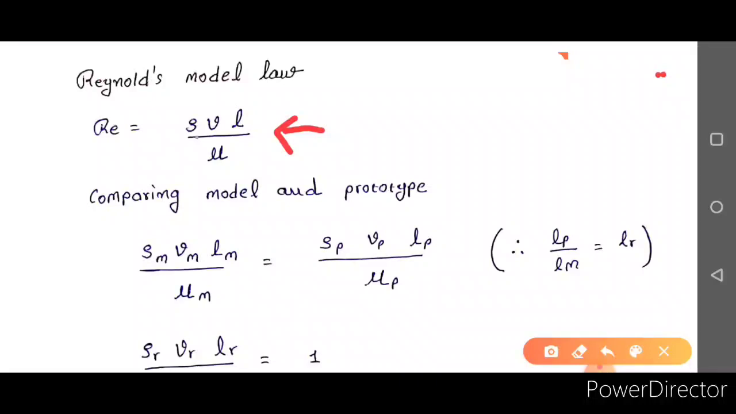So here I am comparing M, the model, with P, the prototype. So rho v L of model divided by mu of model is equal to rho v L of prototype divided by mu of prototype. This is called the model law relationship. Now we are taking the ratio, prototype divided by model. So LP divided by LM is equal to LR, where LR means length ratio, the ratio of length of prototype with respect to length of model.